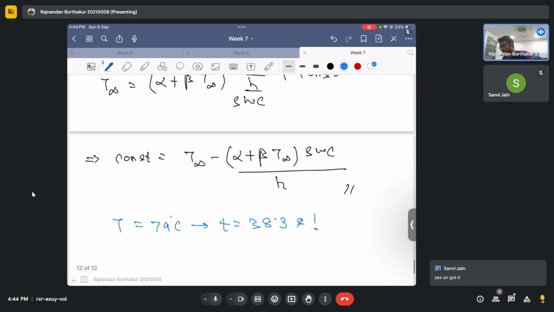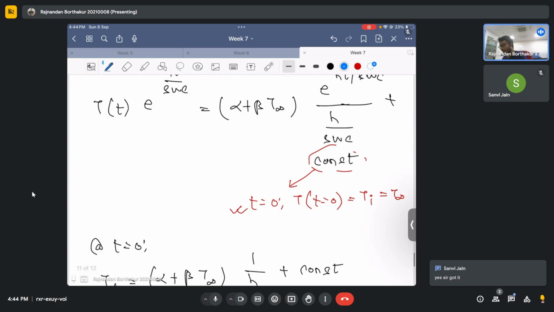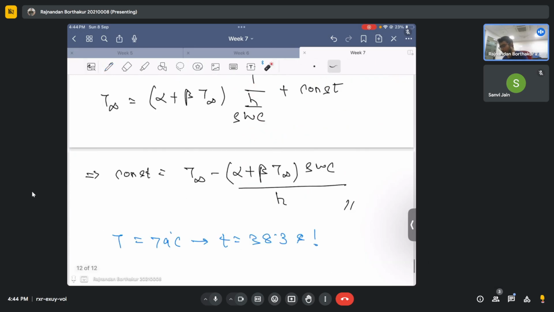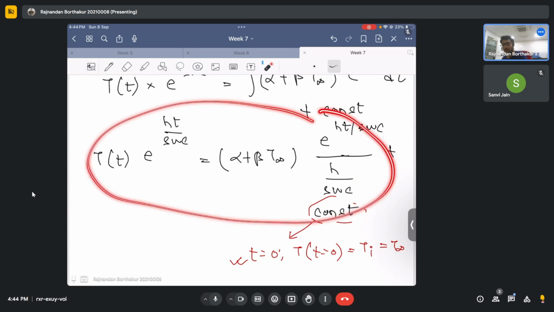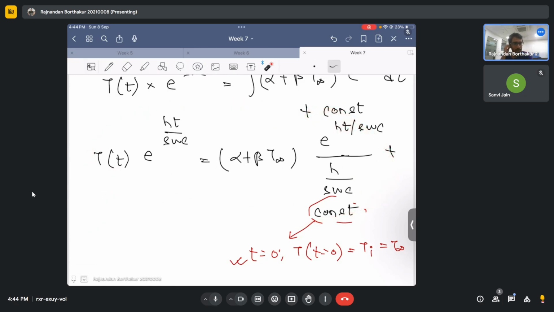So anyway, you can do this at your homes. It's just the numerical, okay? So you just evaluate this constant. You know all these values, just evaluate this constant. Then you will get the temperature profile. Once you get the temperature profile, just substitute this as 79 degrees Celsius and just calculate this time. That's all.